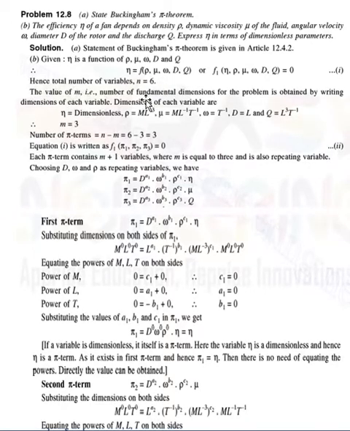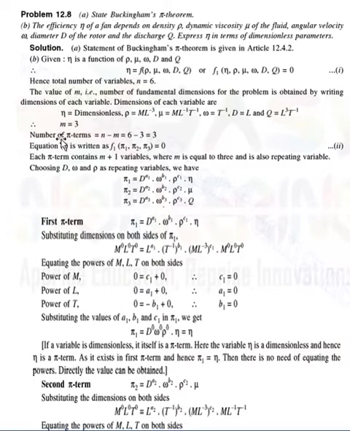The value of m, that is the number of fundamental dimensions for the problem, is obtained by writing the dimensions of each variable. Efficiency is a dimensionless term, therefore its dimension is M0 L0 T0. The dimension of rho is M L to the power minus 3. Similarly mu is M L to the power minus 1 T to the power minus 1, w is T to the power minus 1, d is L, and q is L cubed T to the power minus 1. And we know the number of fundamental dimensions is 3, therefore m is equal to 3.